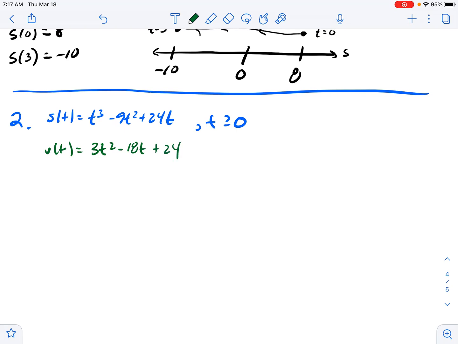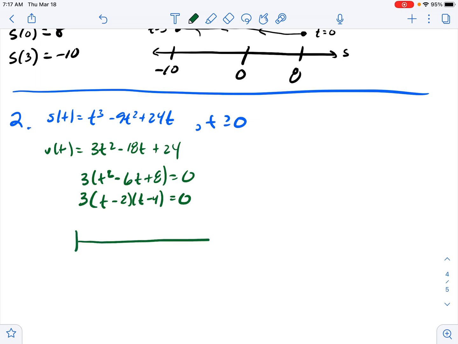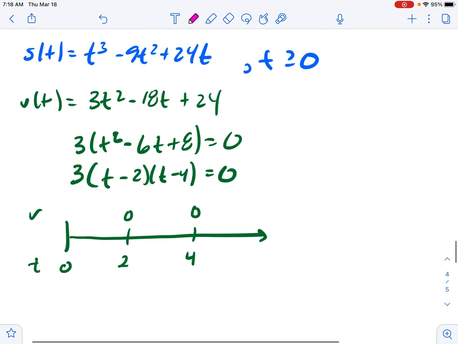Okay, and so let's see, we can factor that. And there we have it. So looks like velocity is 0 at times 2 and 4. And now I'm going to look at the signs in each of these regions. So let's suppose we can plug 0 in. If I plug 0 into velocity, I'm going to use the factored form. We get 3 is positive. We get negative times negative is a positive. We're moving to the right, which is where position is increasing.